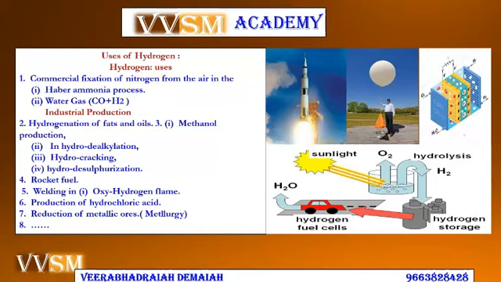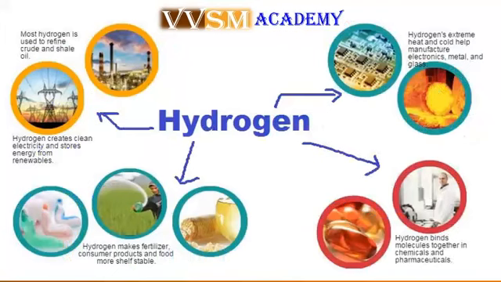Hydrogen is also used in the production of hydrochloric acid, that is, production of hydrochloric acid in industrial chemistry, and reduction of metallic ores in metallurgy. So hydrogen has plenty of uses in industrial chemistry, my dear friends.